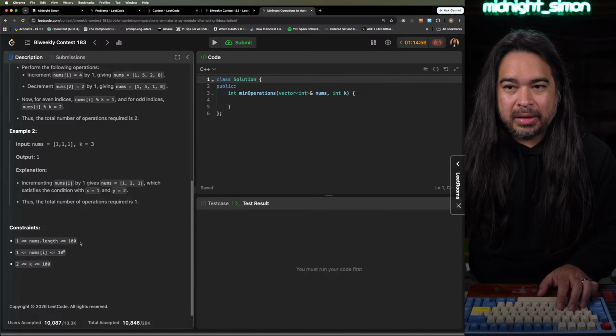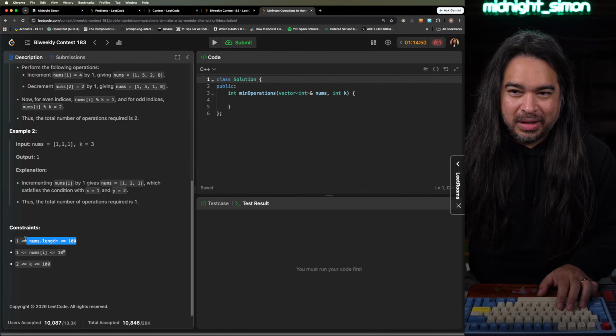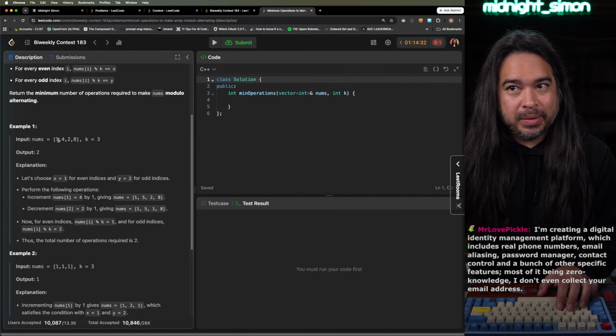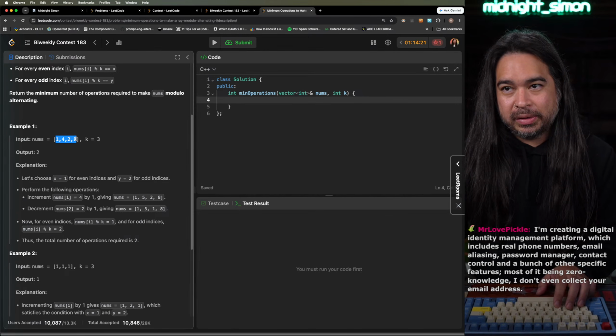Alright, nums length. I guess we could brute force this, but it's only 100. Not brute force. I guess we could. No, we don't need to do that, man. What we need to do is, I don't know yet. I think we gotta go through each number and mod it by k to see what the mods actually are, and then from there it's just trying to figure out two numbers that are nice.